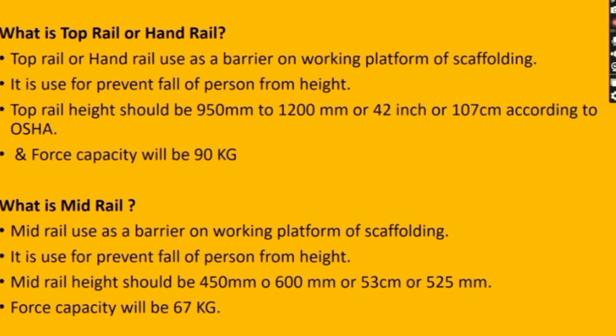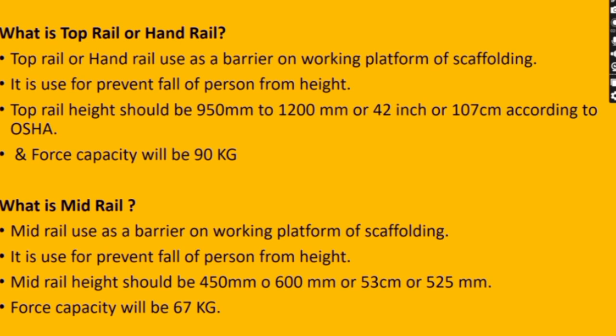What is top rail or handrail? Top rail or handrail is used as a barrier on the working platform of a scaffolding. It is used to prevent a person from falling from height. Top rail height should be 950 mm to 1200 mm or 42 inch or 107 centimeter according to OSHA, and force capacity will be 90 kg.